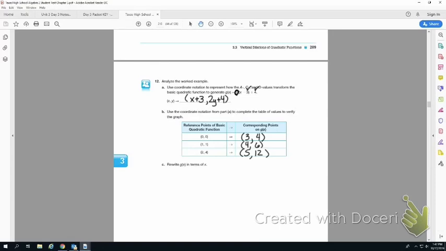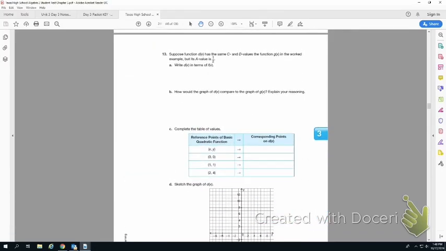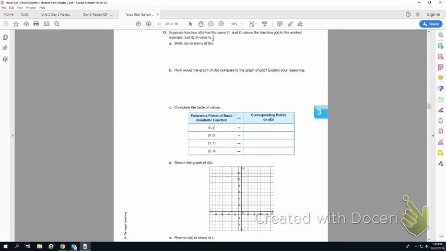Okay, so that's just kind of the process to getting those points. You're always going to go off of those reference points from the basic quadratic function. On this problem right here, all it is saying is that we are now going to replace the a value with 1/2. Everything else is going to be the same. So it's still minus 3 and plus 4.